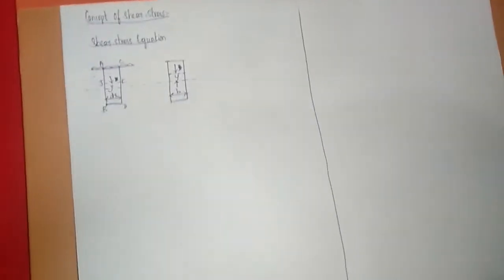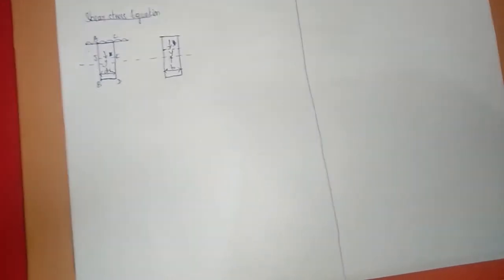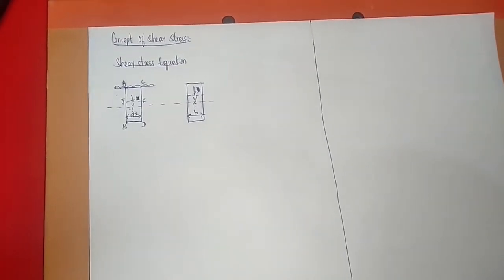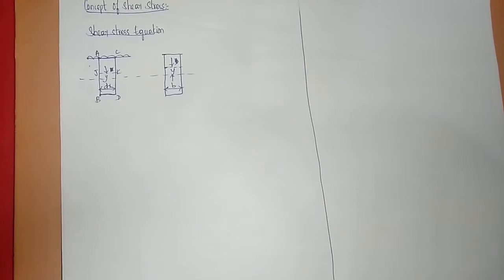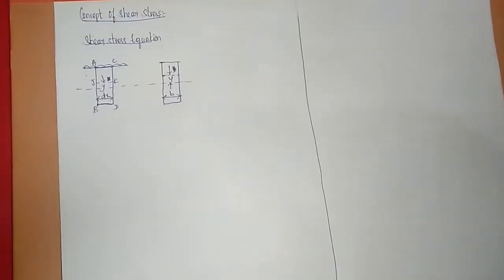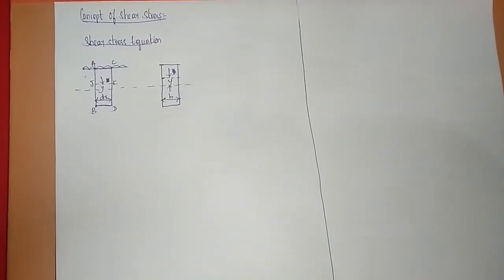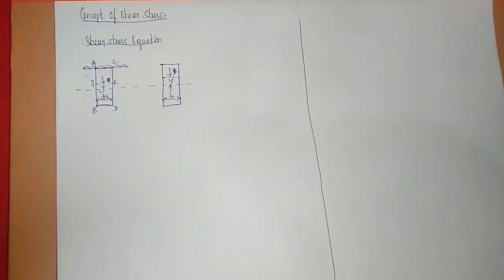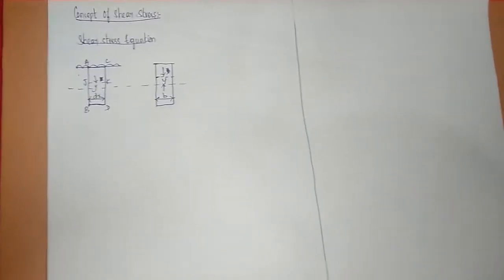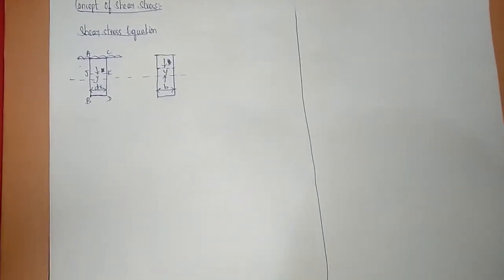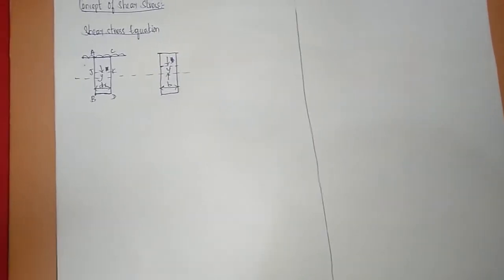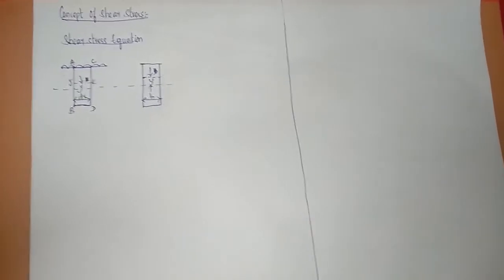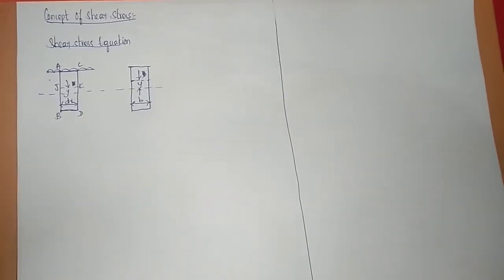In the previous lecture we saw the concept of simple bending. I taught you how to derive the equation for simple bending: what is simple bending, what is bending stress, what is the neutral axis, and how to derive the theory of simple bending. We derived that equation. So what is that equation? It is M by I is equal to sigma by y is equal to E by R.